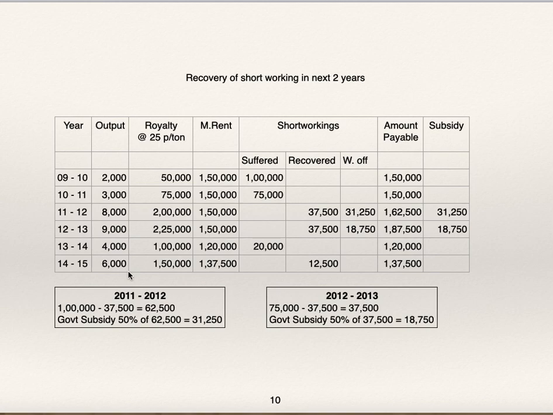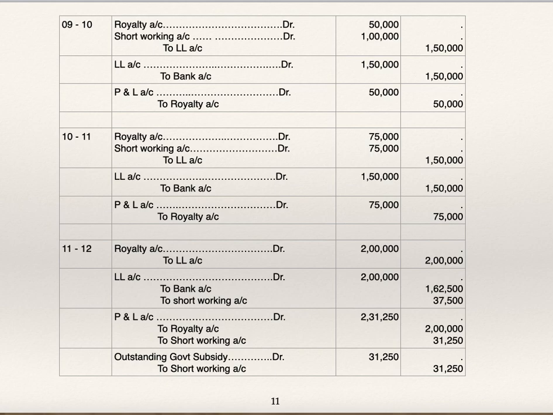Again for this question I will show you how to prepare the journal. Once you know the journal entries, you can easily prepare ledger accounts. First year: royalty account debit 50,000, short working account debit 1 lakh, to landlord 1,50,000. Landlord account debit to bank 1,50,000, and profit and loss account to royalty 50,000. Second year: royalty account debit 75,000, short working account debit 75,000, to landlord account 1,50,000. Landlord account debit to bank account 1,50,000, and profit and loss account debit to royalty 75,000.